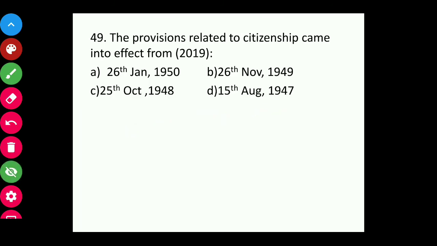Number 49. The provisions related to citizenship came into effect from A. 26 January 1950, B. 26 November 1949, C. 25th October 1948, D. 15th August 1947. So the answer is A. 26th January 1950.